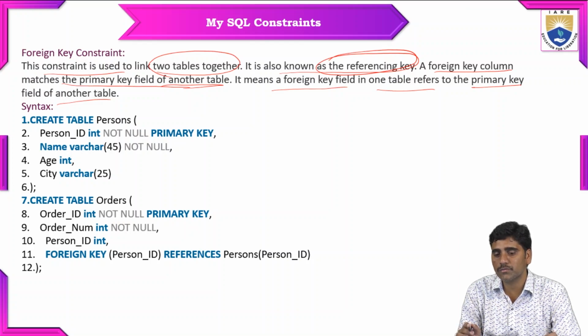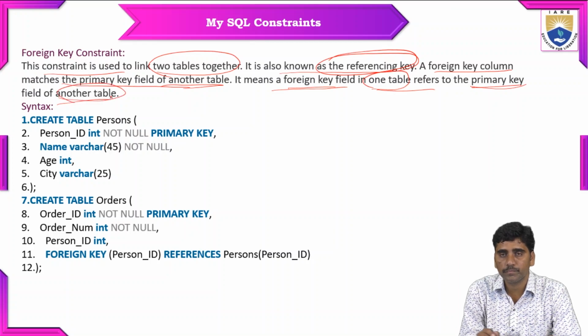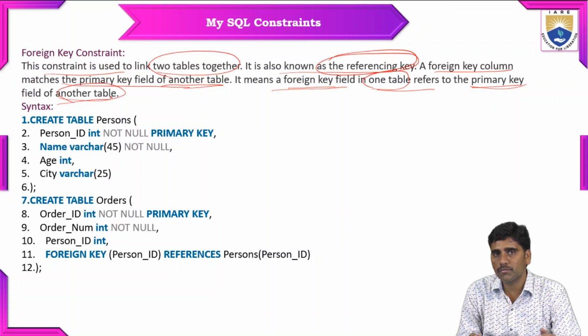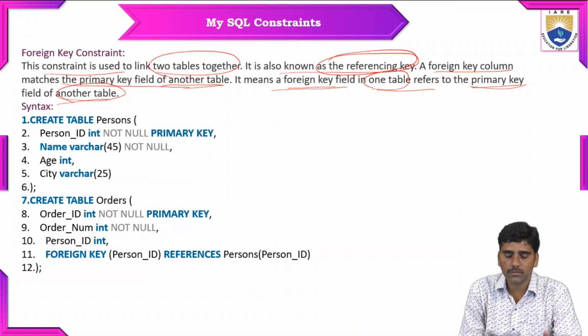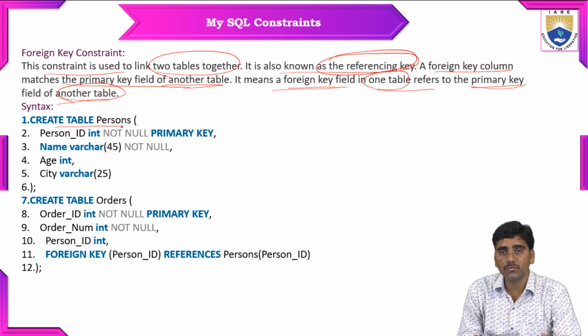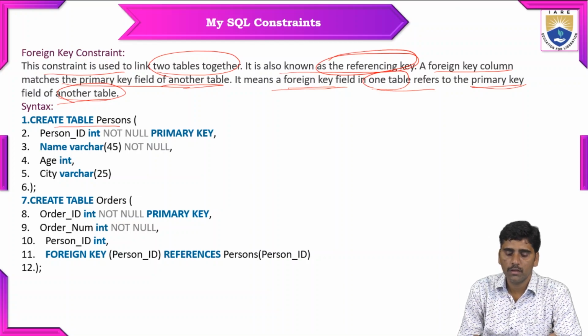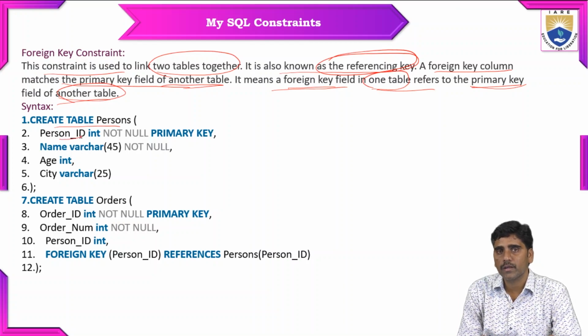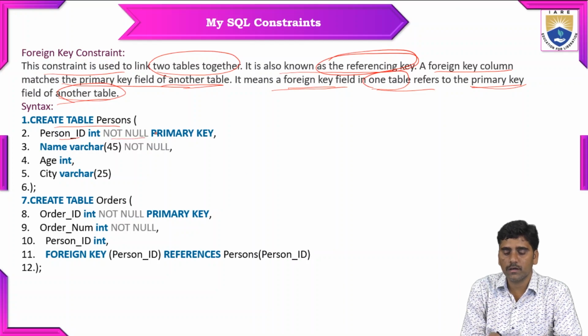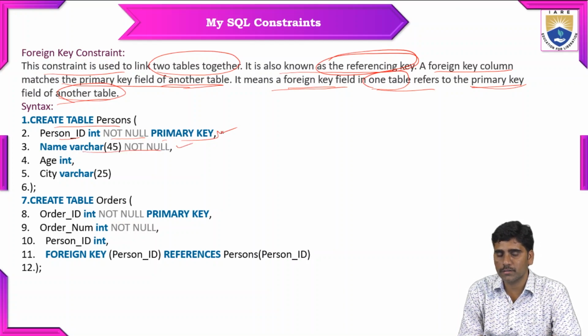So then it is called what? Foreign key. So a foreign key field in one table refers to the primary key field in another table. Then it is called foreign key constraints. So let us look here. Create table persons is one table. Persons is one table which contains person ID, which is an integer data type identified with not null constraint as well as primary key constraint. And name varchar of 45 not null. Age is an integer data type and city is varchar data type.